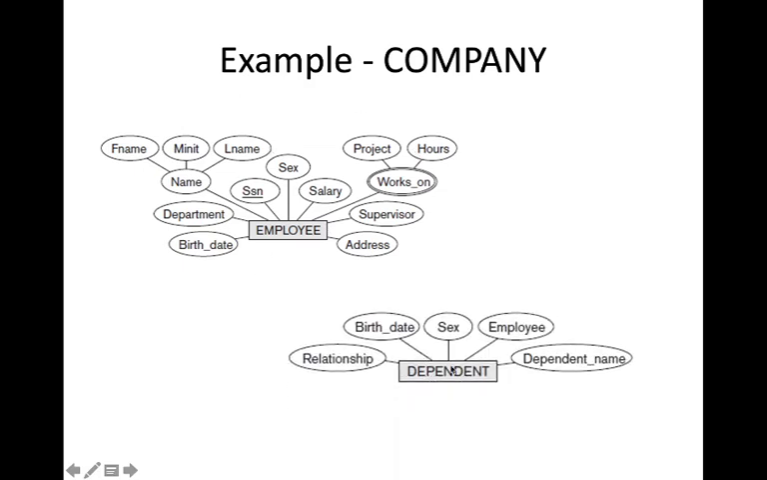Then we have a dependent entity type. These are the attributes: employee, dependent name, sex, birth date, and also the relationship with the employee. Here we do not actually have a key attribute, because nothing can be used to uniquely identify a particular dependent. You will see how to identify that later.